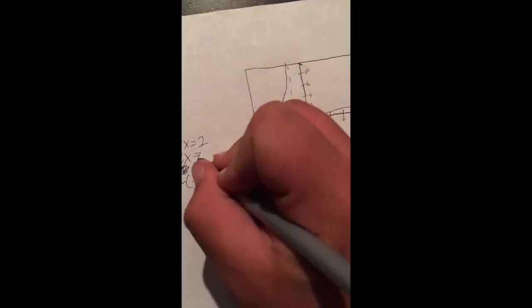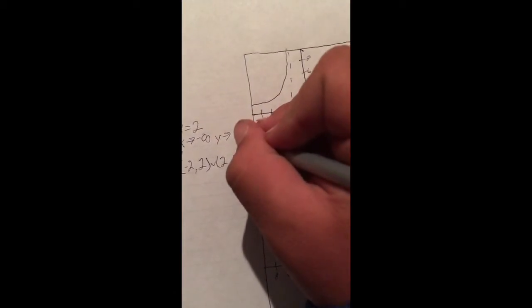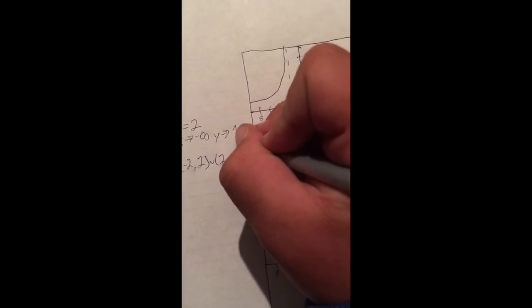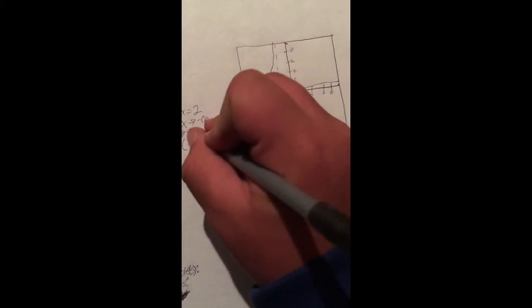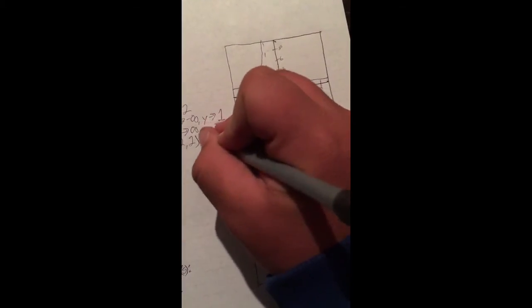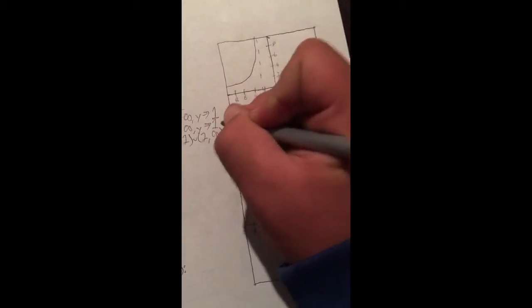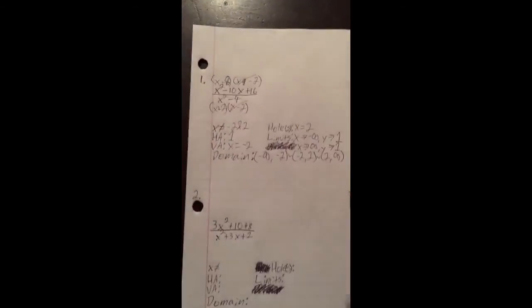So I typed in as x approaches negative infinity, y approaches 1, and as x approaches infinity, y also approaches 1, which gives me a horizontal asymptote of 1.